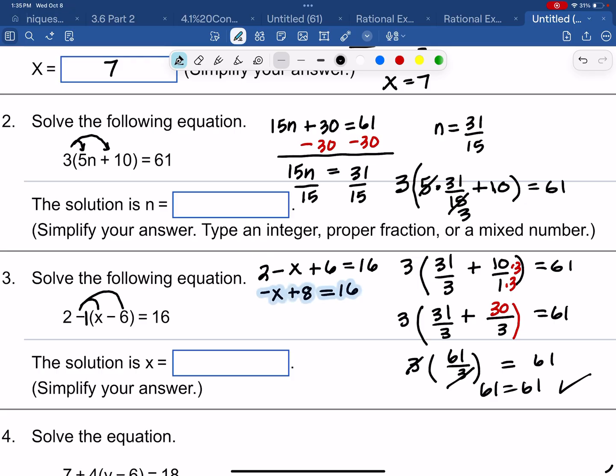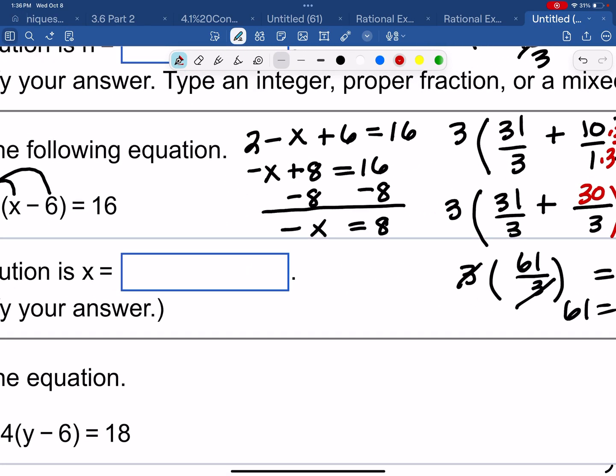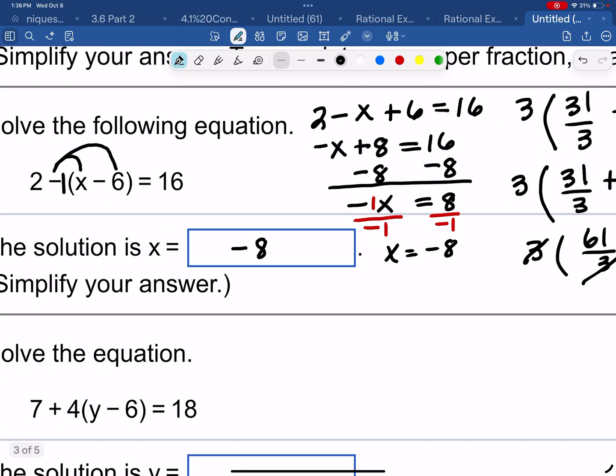Now, something's being added to my variable, so I'll subtract 8 from both sides, and I will get negative x equals 8. And remember, that's like a negative 1 there in front of that x. So I'm going to divide both sides by negative 1. Remember, we divide by the exact coefficient. That is whatever's in front of the x or the variable. So x is equal to negative 8. So our answer for that is negative 8.